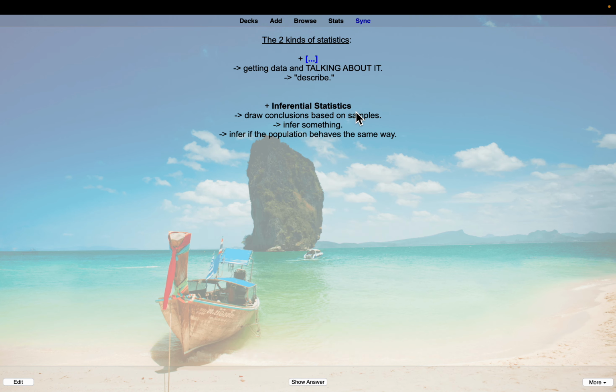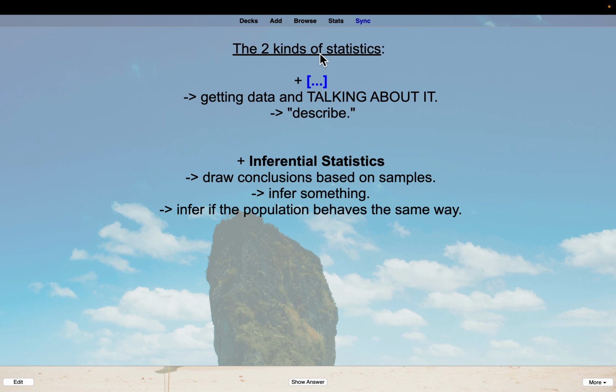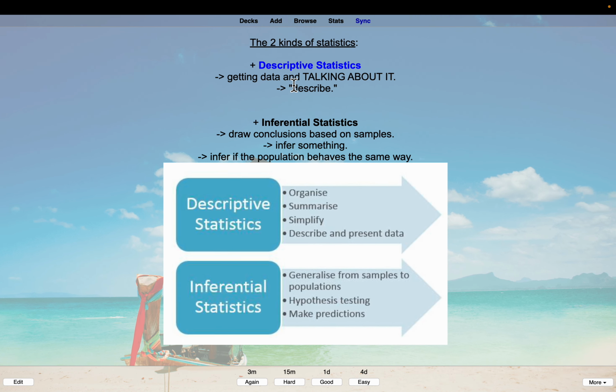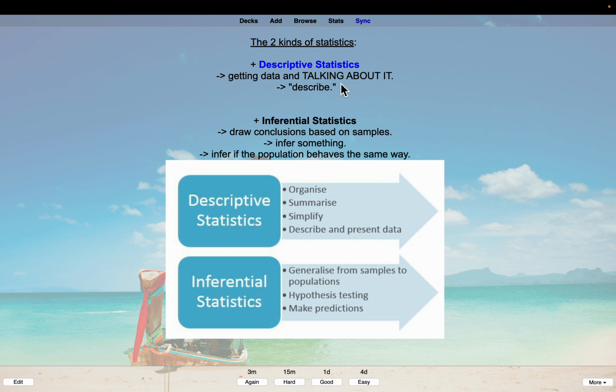That's all. Next, we have two kinds of statistics. First, we have descriptive statistics, and second, we have inferential. For descriptive, basically we get data and we talk about it. We describe in layman's terms. We just describe. For inferential statistics, we draw conclusions based on samples and we infer something from the data. And we infer if the population, for instance, behaves the same way.